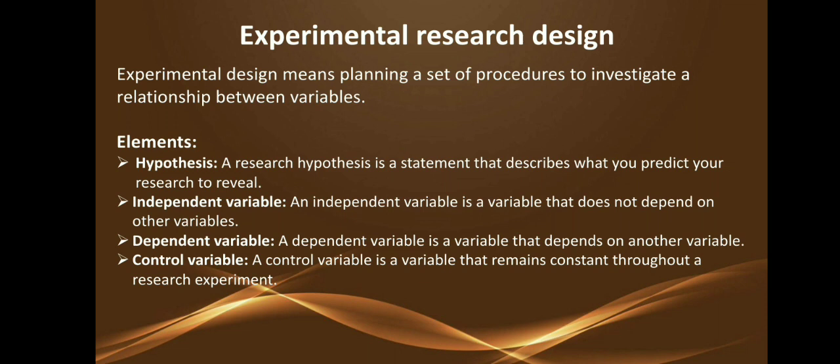An independent variable is a variable that does not depend on the other variables. And then the dependent variable. A dependent variable is a variable that depends on another variable. And the fourth one is the control variable. A control variable is a variable that remains constant throughout a research experiment.